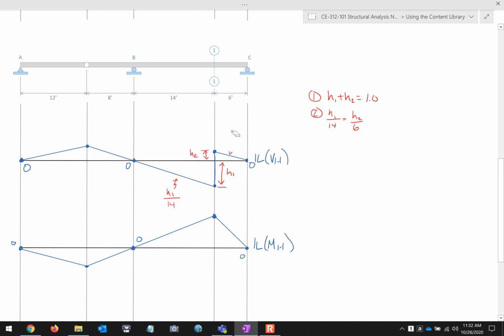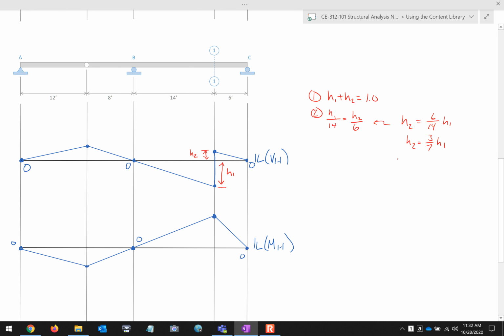I'm going to clear off these here because it's going to get a little crowded, and I want to try and keep the calculations as neat as possible. So if I look at this expression here, I can solve for H2, for instance, as 6 over 14 H1. I'm just multiplying both sides of the equation by 6. Or H2 is 3/7 H1.